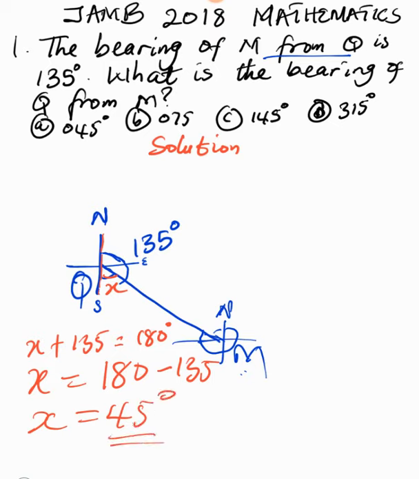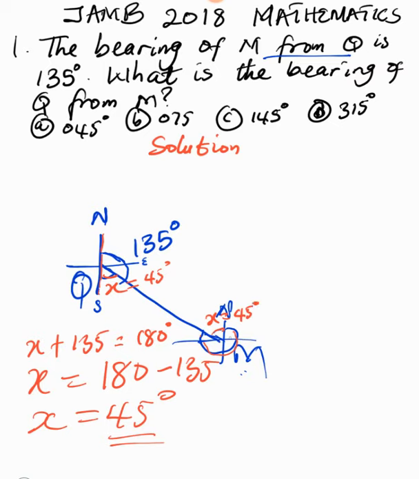Now, to look for the bearing of Q from M, which is this very point, we need to find this angle, which is equivalent to X because it's alternate angles. So X is equal to 45 degrees here, therefore this will be equal to 45 degrees here.